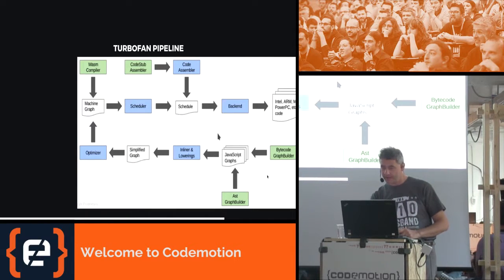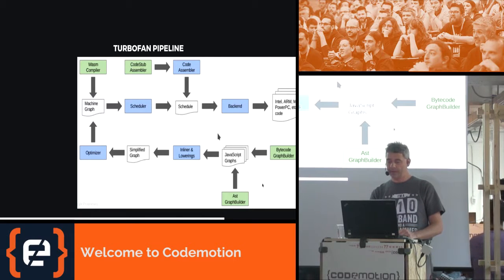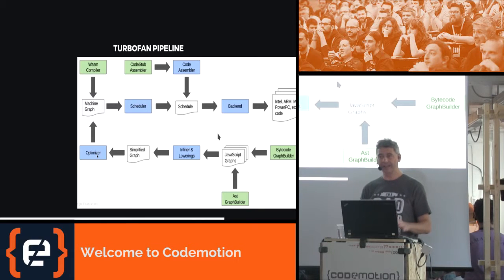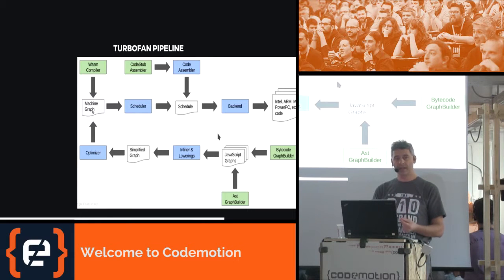Now it starts here. It can start either from the AST or from the bytecode, and it produces graphs. So a representation of the code that is a graph with all the dependencies of every instruction. Then there is a pass of inlining and lowering. You have a simplified graph. And on this simplified graph, you do optimizations, all the kind of optimizations that a native code compiler can do, a really advanced one. And then you have a machine graph, which is a graph of instructions that look like machine code instructions. At this point, it's again compiler pipeline technology, the scheduler, and then the backend, and then the machine code.